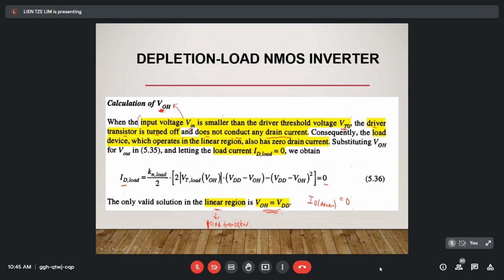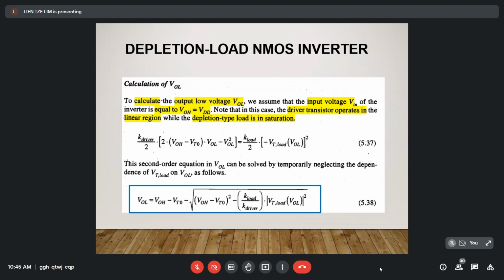Next is about the calculations of VOL. In this calculation, the formula is derived. So this is the formula. We can use this formula to calculate the VOL. The derivation is not shown here, but it actually originated from formula 5.37.